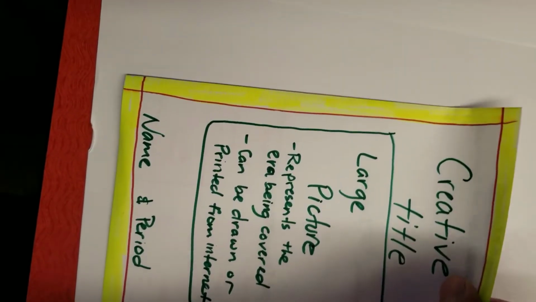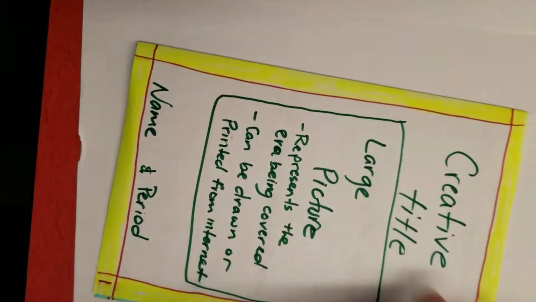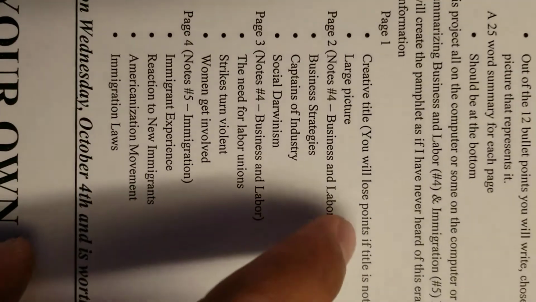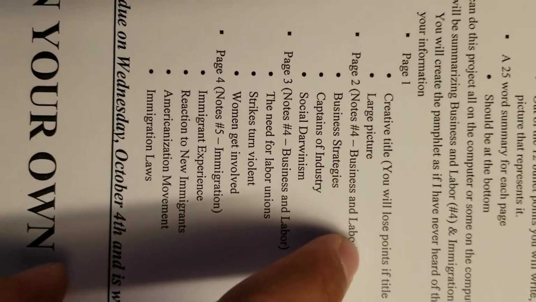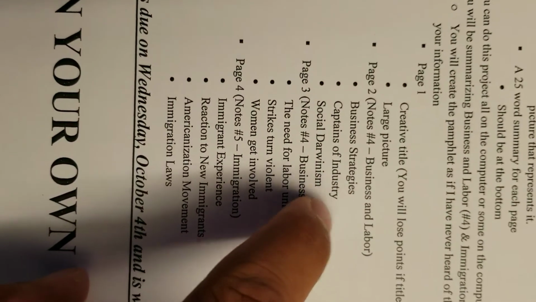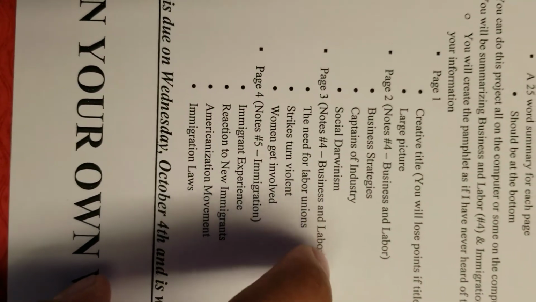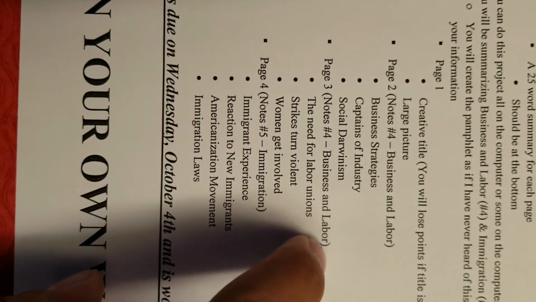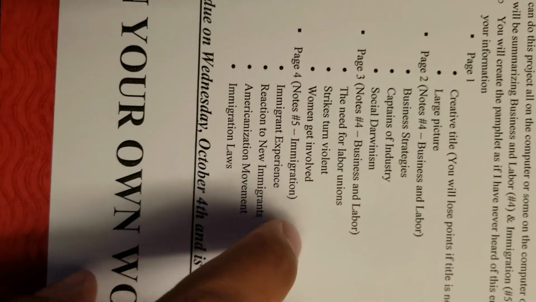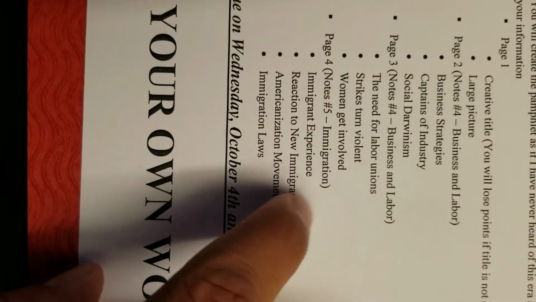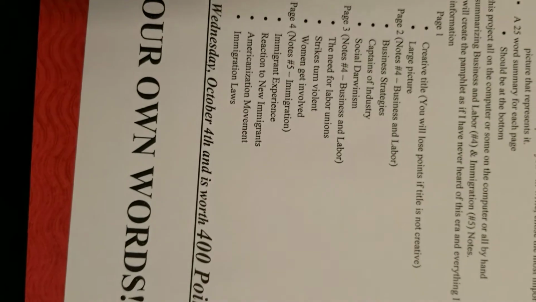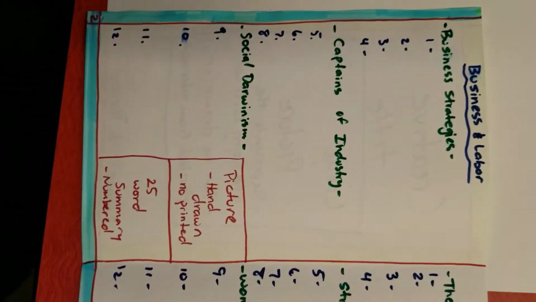So let's go on to page 2. Now, if you look at the instructions, page 2 says we are covering business and labor, which are notes number 4, and we're going to cover these 3 sections. If you look at page 3, it's again business and labor, since that set of notes is kind of long, and 3 more sections. Page 4 will be notes 5 and 4 sections, and I'll show you how that looks like over here. So there is page 2.